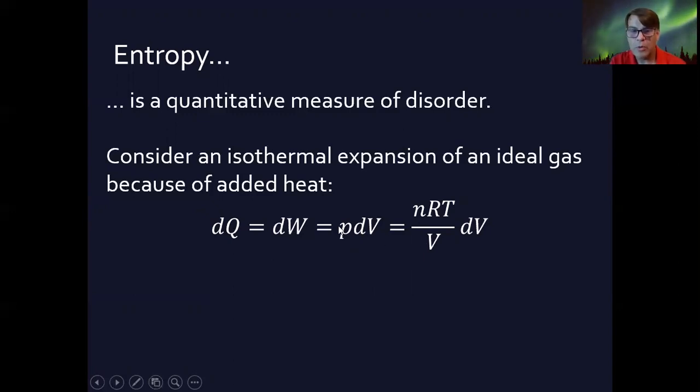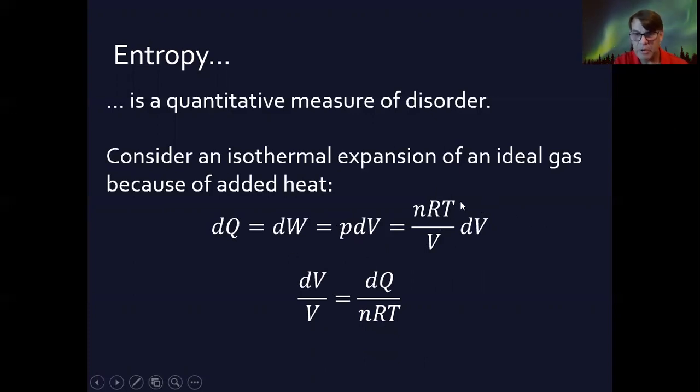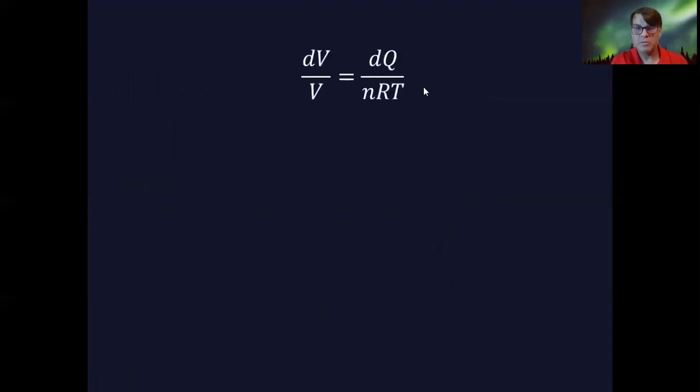And so what is P? Well, PV equals nRT. So if I divide by V, then I've got P equals nRT over V, times dV. All right, now we're talking, right? So if we take the first and the last of these two, dQ, let's divide by nRT, dQ over nRT, and we already had dV over V. All right, so we've got this relationship in an isothermal expansion of an ideal gas because of added heat, we've got this relationship.